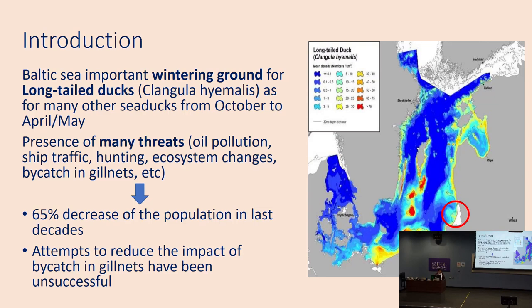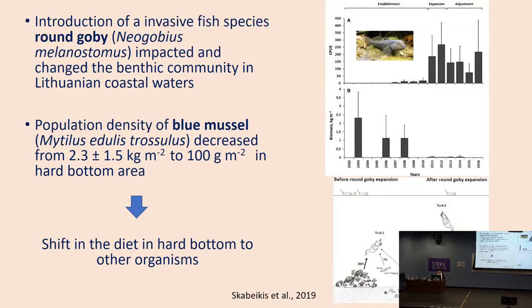Also, one of the main impacts in the Baltic is the bycatch, in particular in the Lithuanian waters, the bycatch in the gill nets. Many attempts were made to reduce the impact of bycatch, but they were unsuccessful. Another disturbance, let's say, to complicate the life of the long-tailed duck is the introduction of an invasive fish species, the round goby, which hugely impacted and changed the benthic community in the Lithuanian coastal waters.